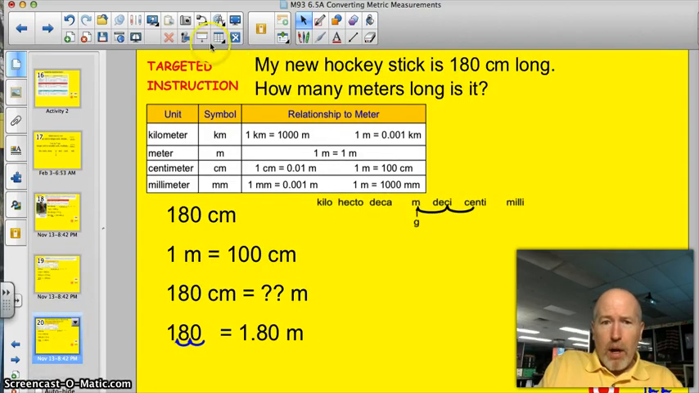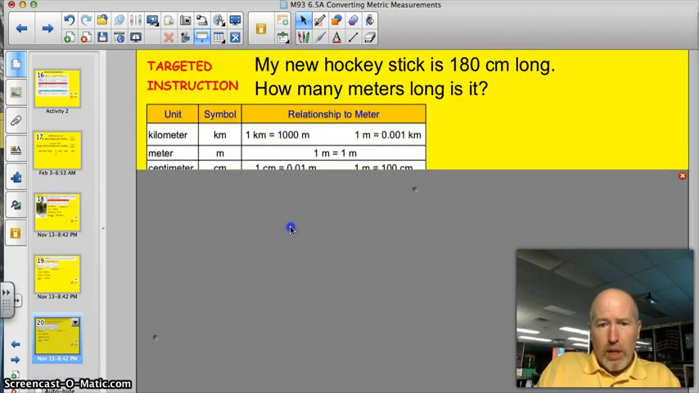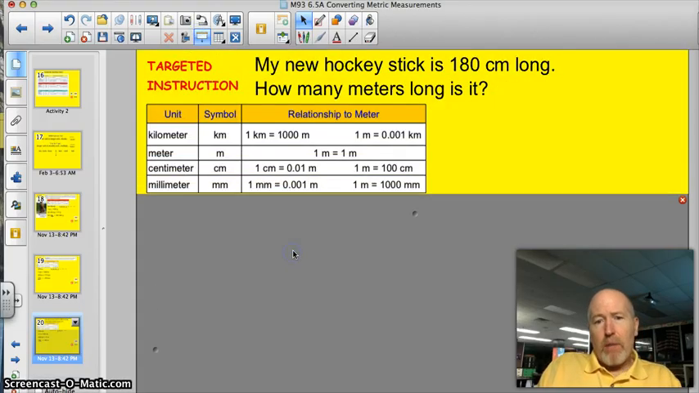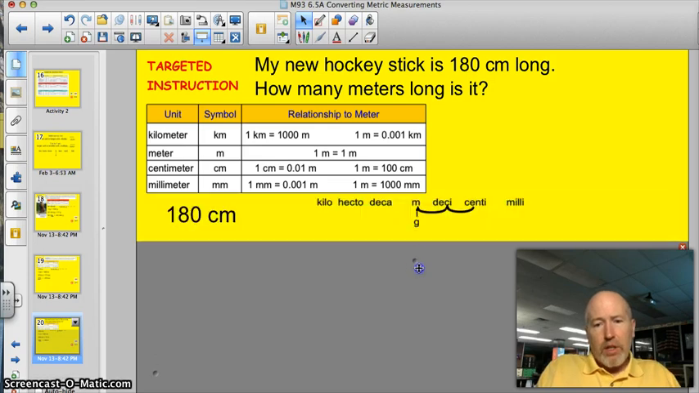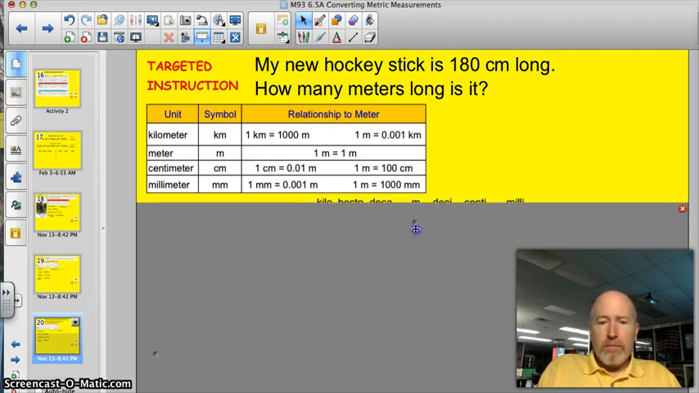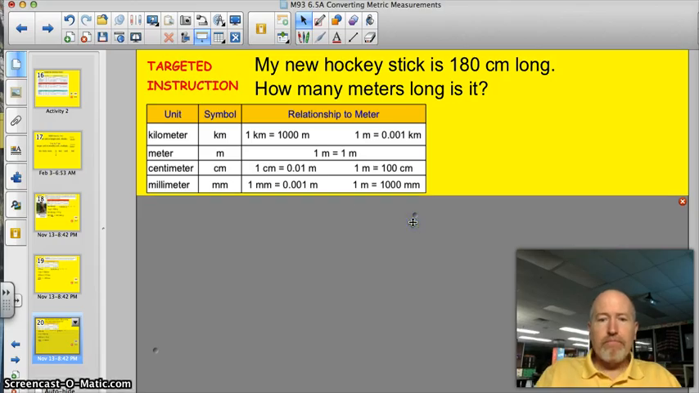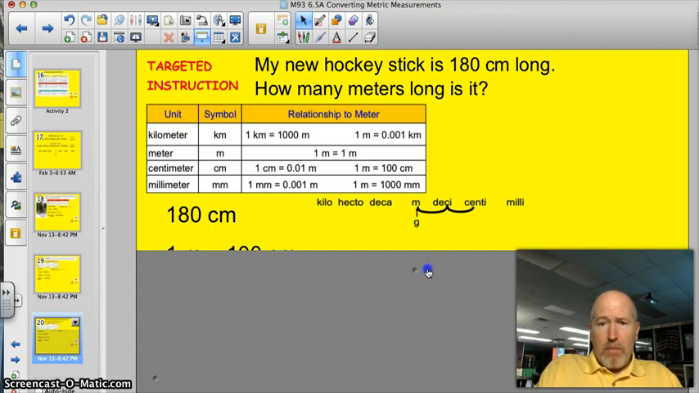Okay, let me drop my screen and have you try working this problem right here on your own. Go ahead and pause it. I'm going to slide that down so you can see. All right. My hockey stick is 180 centimeters long. How long is it in meters?